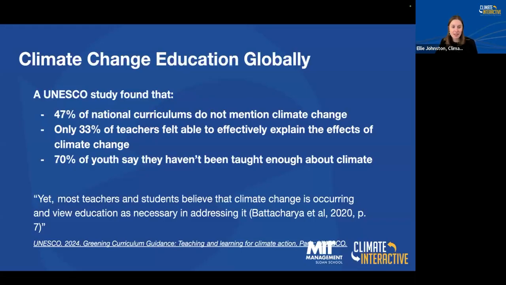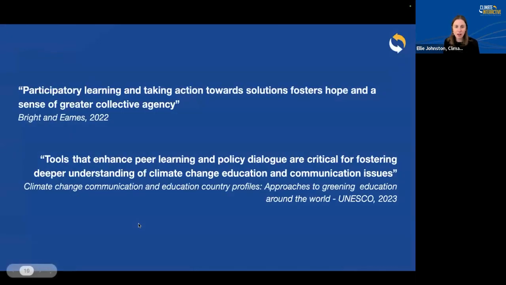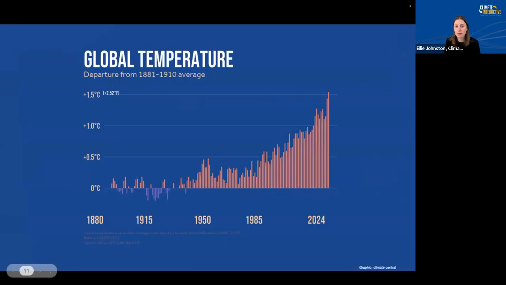And at the same time, teachers and students believe that climate change is occurring and see this as a necessary way to address it. We have to equip people with the dynamics shaping our future world. And this is all in contrast to where we sit with climate change today.